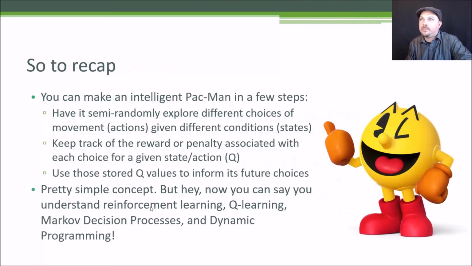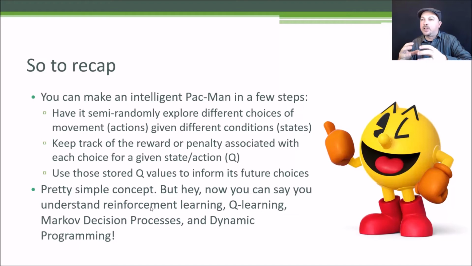Wow. So to recap, you can make an intelligent Pac-Man agent by just having it semi-randomly explore different choices of movement given different conditions, where those choices are actions, those conditions are states. We keep track of the reward or penalty associated with each action or state as we go, and we can actually discount, you know, going back multiple steps if we want to make it even better. And then we store those Q values that we end up associating with each state, and we can use that to inform its future choices.